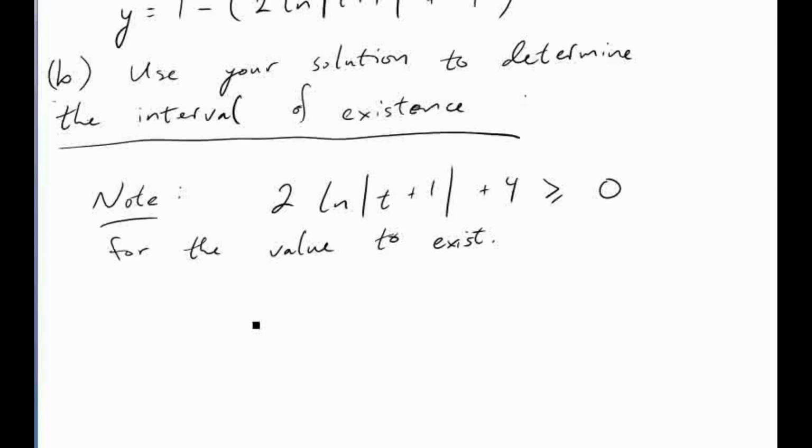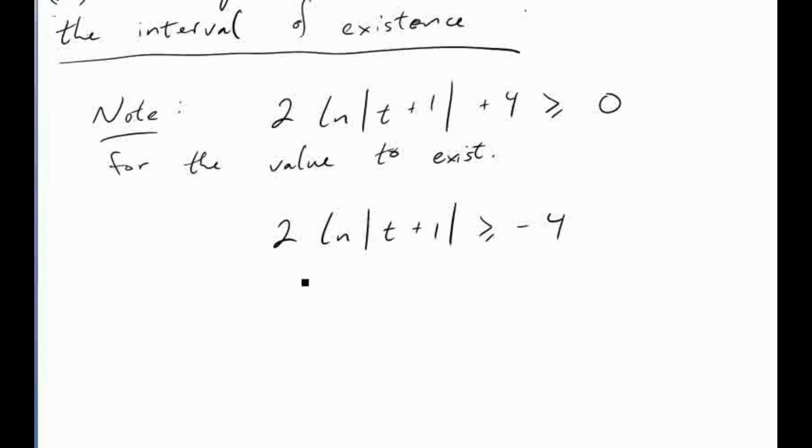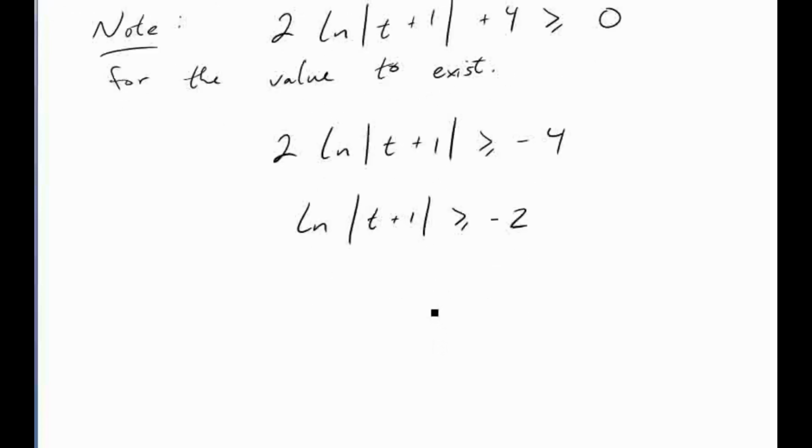Okay, so then what does that mean? That means that 2 natural log of |t + 1| has to be greater than or equal to -4. And then if I divide both sides by 2, that gives me the natural log of the absolute value of t + 1 is greater than or equal to -2, which, if you remember, natural logs do produce negative answers if the input is less than 1.